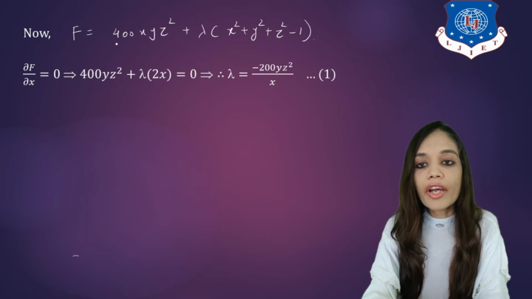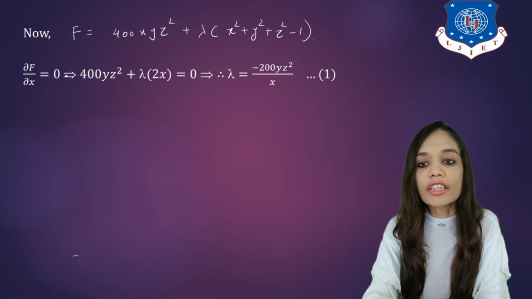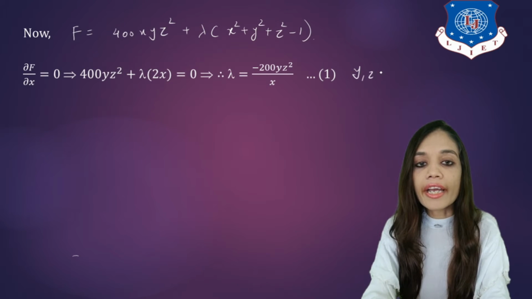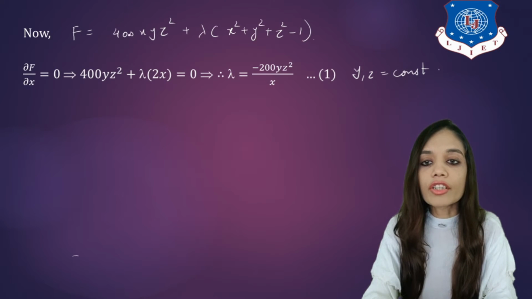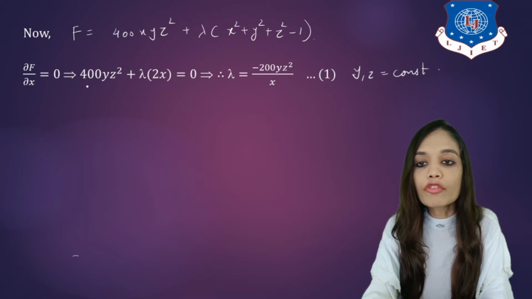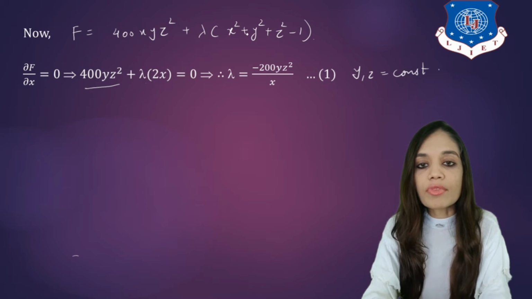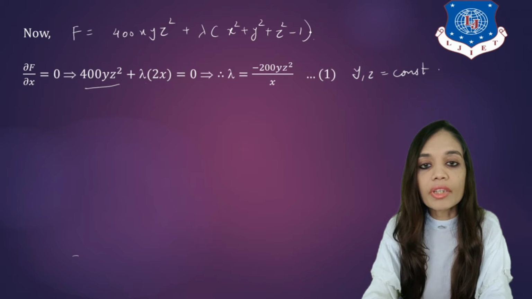Right? So we'll start finding the derivative of F with respect to x and equate it to 0. Keeping what constant? We have to keep y and z as constant. So let us find the derivative. So derivative of x will be 1. So answer will be 400 y z square plus lambda times derivative of these three terms will be equal to 0 because they are constant.